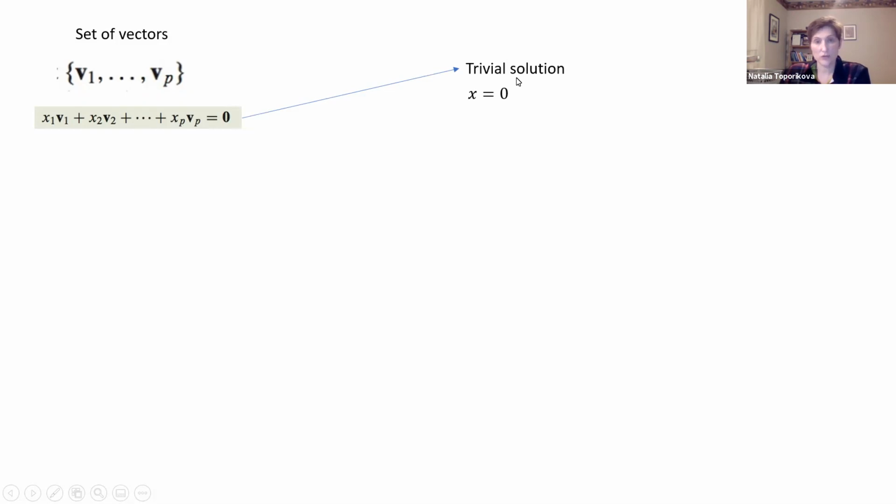The first solution can be trivial, which means that all weights from x1 to xp will be equal to 0. And in this case, we define this situation as the linear independence of our set of vectors from v1 to vp. Another possibility would be that our solution is actually non-trivial, which means that not all our weights x will be 0, or at least one of them should be non-zero. In this case, we say that our vectors are a linearly dependent set of vectors.